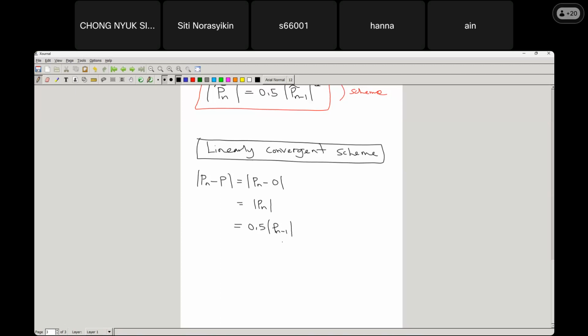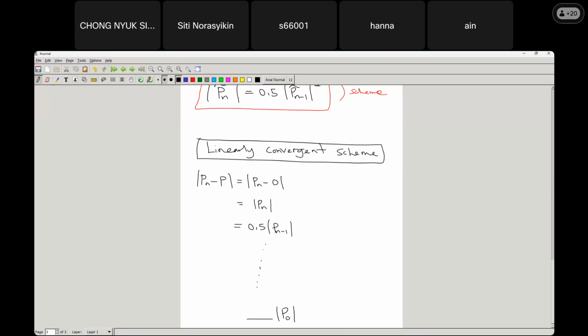Now, the next one, after Pn minus 1, is Pn minus 2, right? So at the end, you should have something in terms of P0. So this is what we want, actually, absolute value. I'm sorry, this one should be absolute value, okay? You want to find something that you can write in terms of P0. So how are you going to do it? You should do the minus minus until you get the 0.